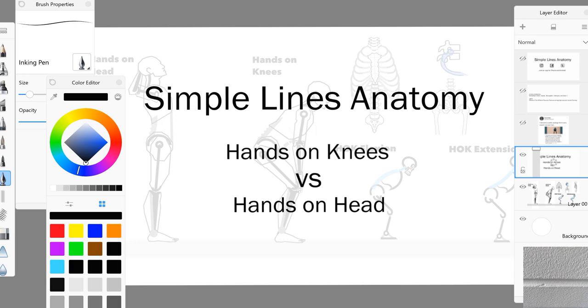We've been getting lots of requests on Instagram, Facebook, Twitter to start doing this, and we thought we'd finally get around to it. Today we're going to be talking about the hands-on-knees recovery posture versus the hands-on-head recovery posture.